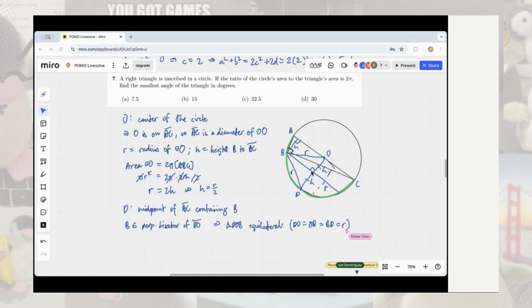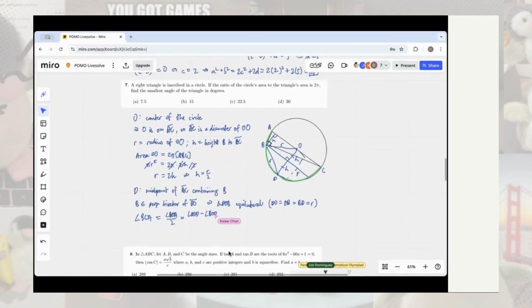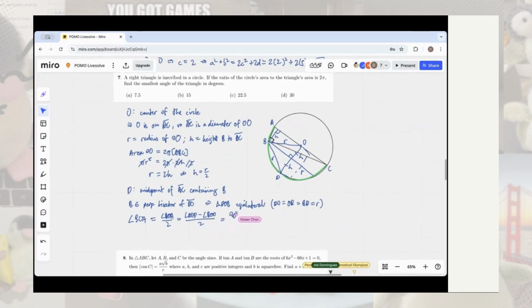That will mean that angle BCA, an inscribed angle, is angle BOA over 2. We know that angle AOD is a right angle. So BOA is AOD minus BOD, over 2. That's 90 degrees minus 60 degrees, because BOD is equilateral, over 2. And this is 15 degrees, and that's our answer. I'll present the trig solution also.